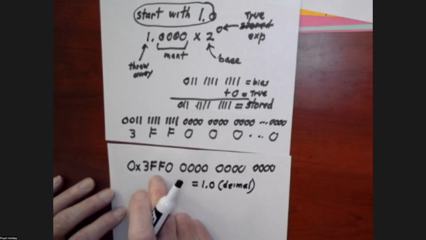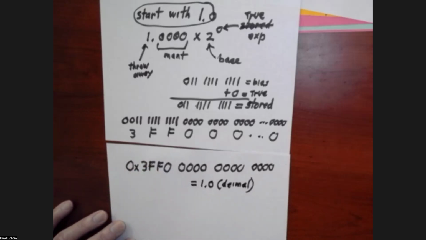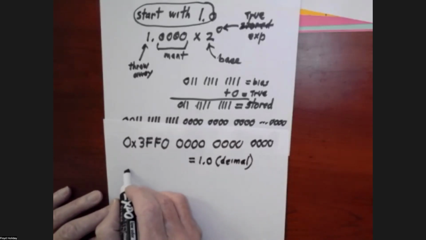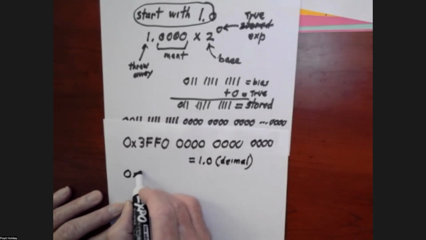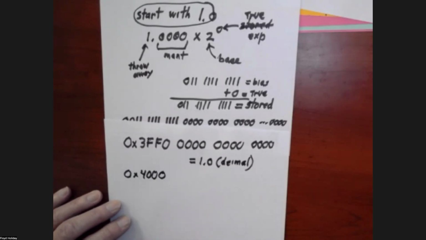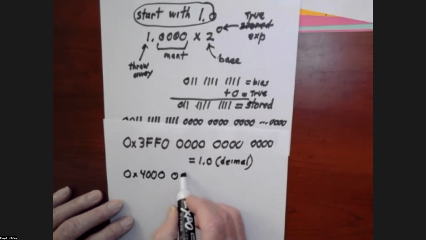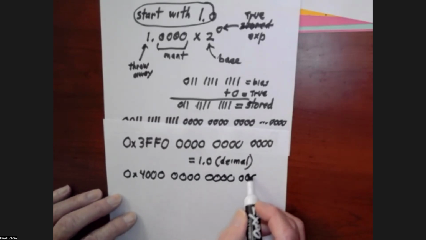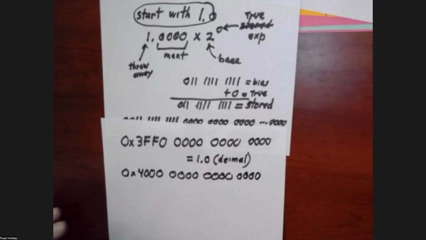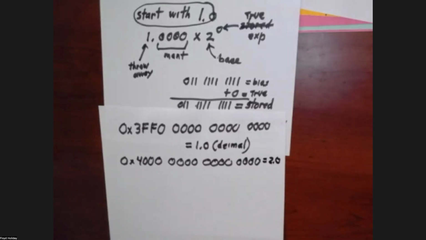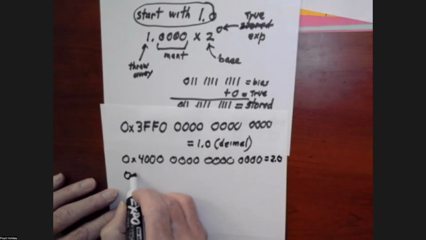So 3FF, that's the stored exponent showing up there. 3FF is 1 digit away from 400. I was telling you a few minutes ago, the nice numbers are close to 400. We're running out of time, so we won't do the math, but that happens to be 2.0 in decimal.